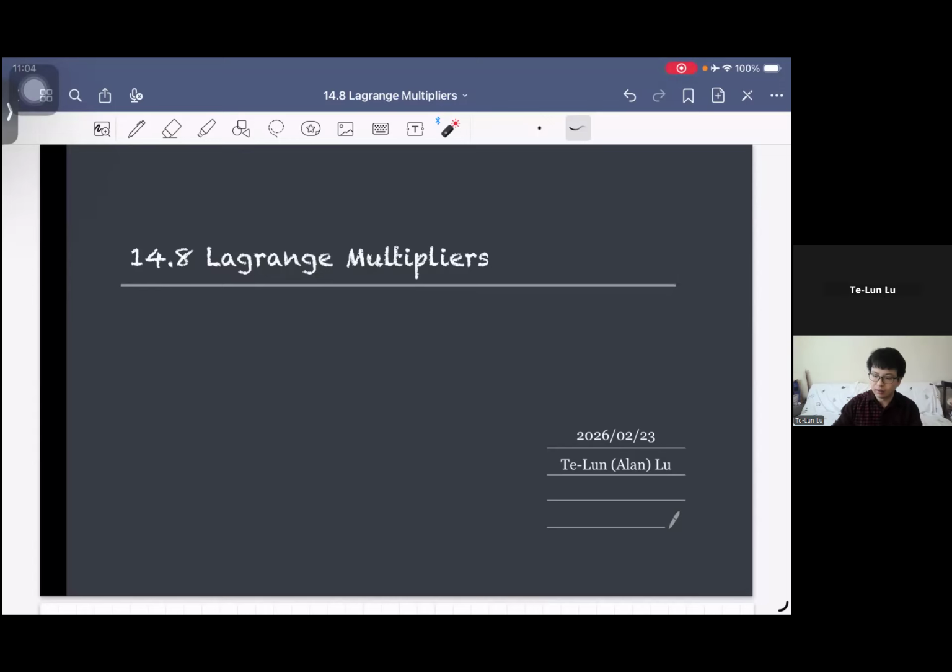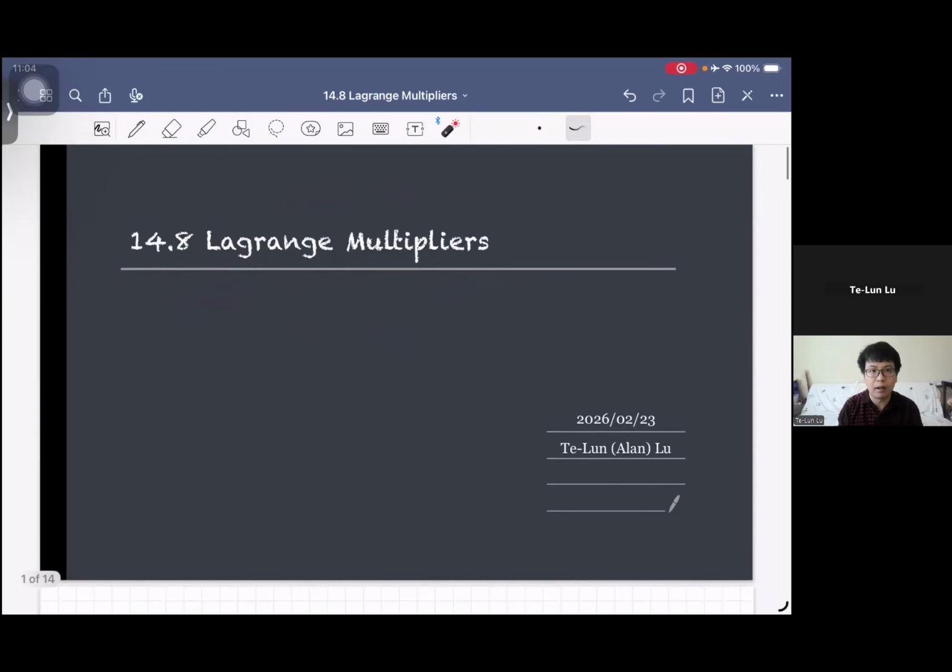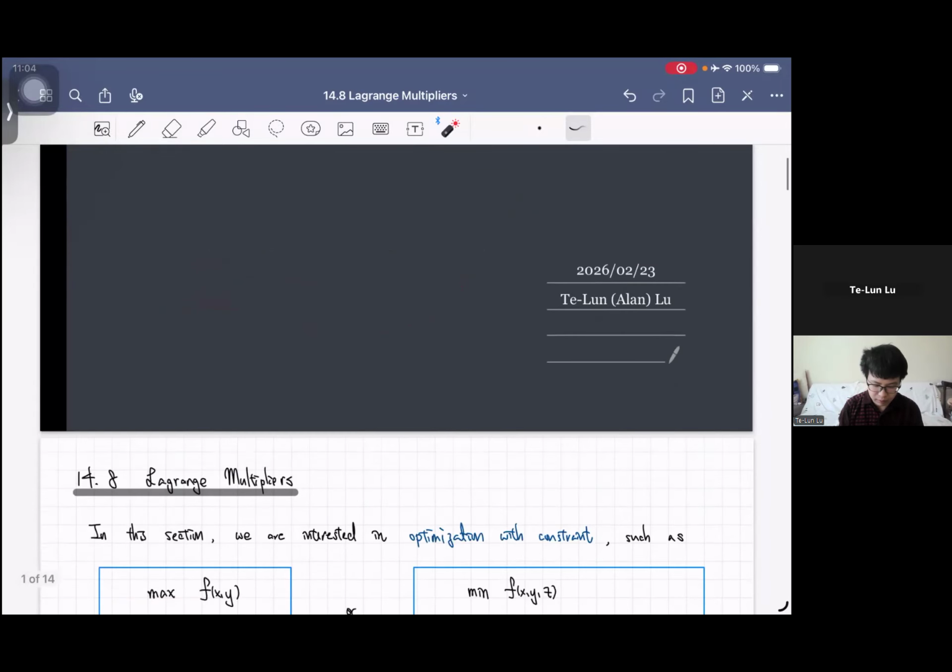Right. Hello, guys. Congratulations. We already reached the last section of the chapter. This is the eighth section, the Lagrange multiplier. So this is sort of a consecutive section from our previous topic on the maximum and minimum value.